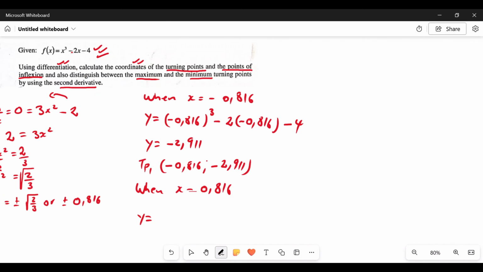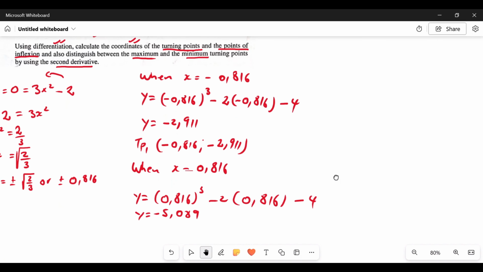So let's create space a bit here so that you are able to solve it. Right. So as you can see, the original is here, underlining it there. Wherever there is x, we substitute with 0,816. So we know that 0,816 cubed minus 2 multiplied by 0,816 minus 4. So what is this y here? So our y is going to be negative 5,089. So when x is 0,816, our y is going to be negative 5,089.